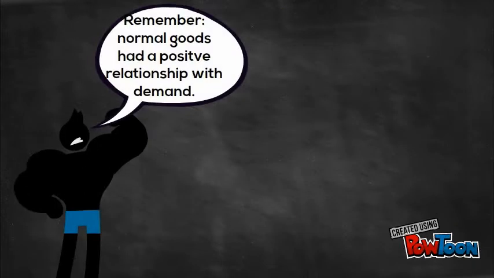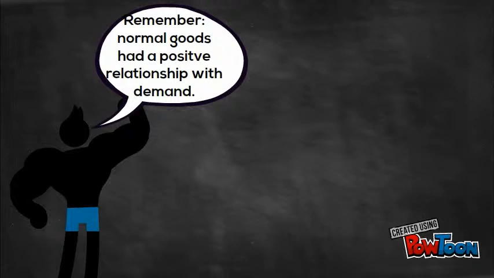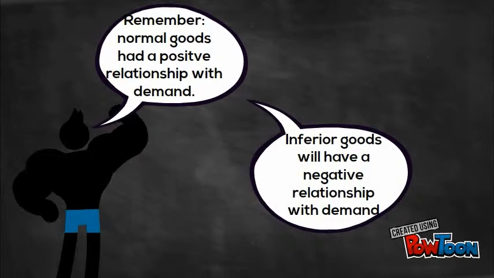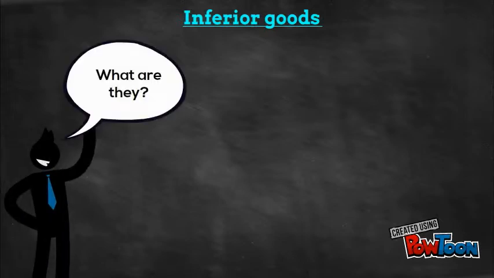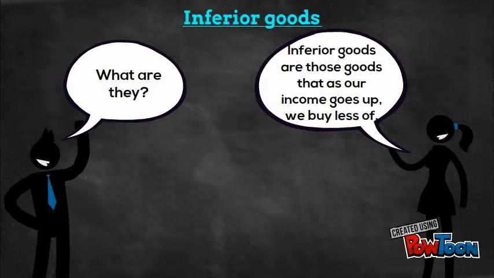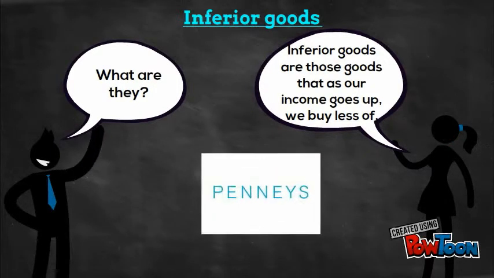So if you remember then, normal goods have a positive relationship with demand. So now the opposite will happen. Inferior goods have a negative relationship with demand. So inferior goods then, what are they? Basically an inferior good is a good that as our income goes up, we buy less of. Like Penneys clothes. So when we have more income, we'll buy less clothes from Penneys.